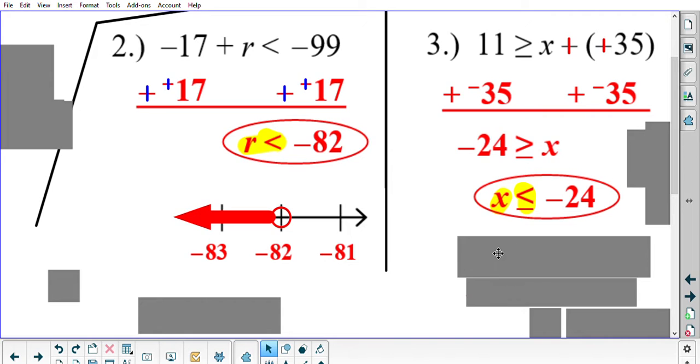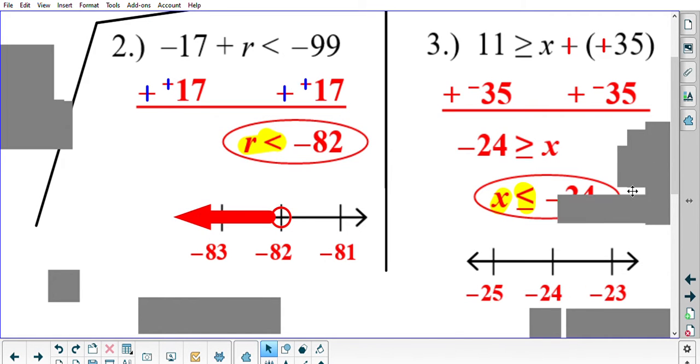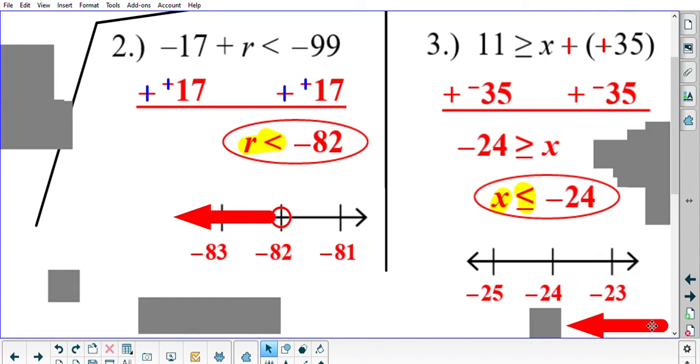So we set up our skeleton number line. We're going to put negative 24 in the middle. Remember, negatives go in opposite order of positives. That's why negative 25 is to the left and negative 23 is to the right. Since x is less than or equal to negative 24, we are going to shade to the left, just like on number 2. But unlike number 2, we're going to start with a closed filled-in dot.